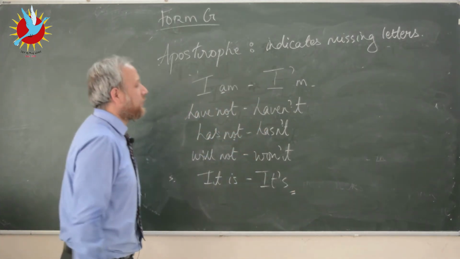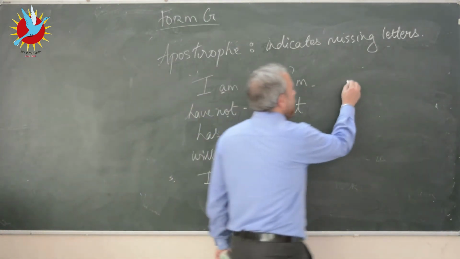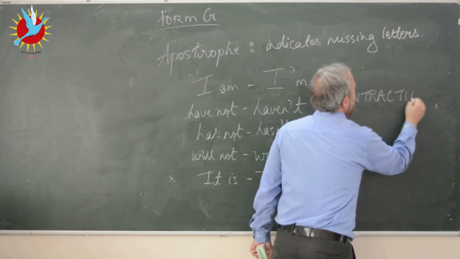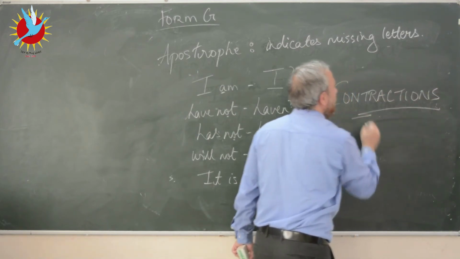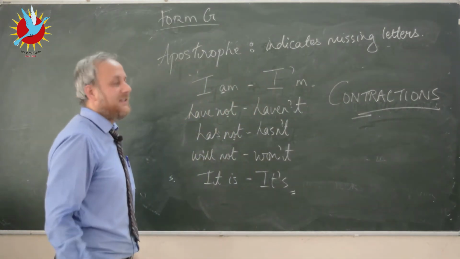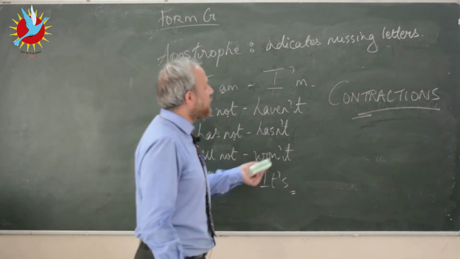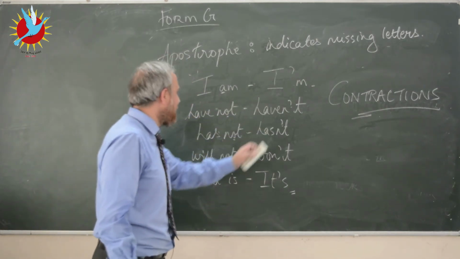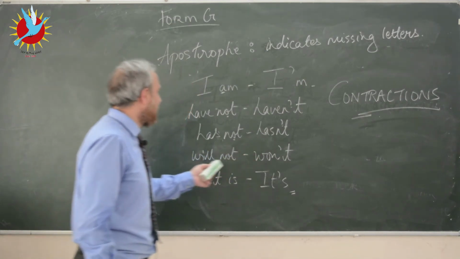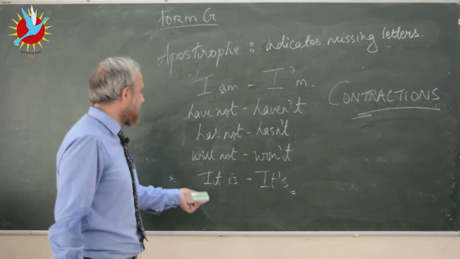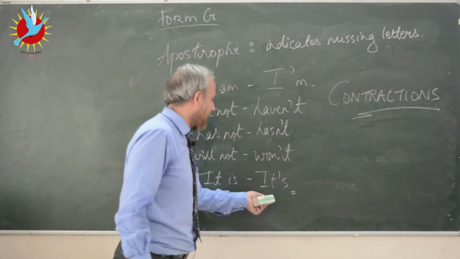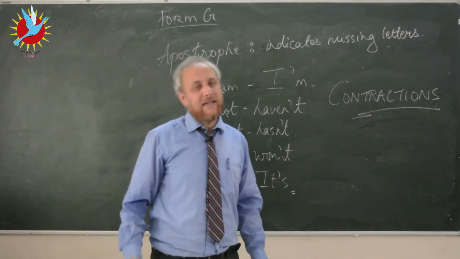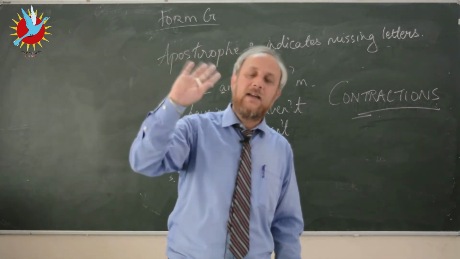And let's say it is will become it's, like that. Okay, so this in English is called contractions. You can look up this topic on the net, and it's pretty simple. So apostrophes are also used to indicate missing letters, like I am will become I'm, have not will become haven't, has not becomes hasn't, will not becomes won't, it is becomes it's. Okay, so this is the way it works. So that is it for now, and I will see you in the next class.